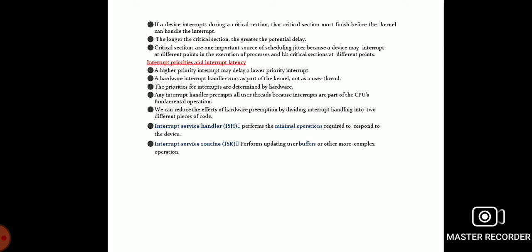We can reduce the effect of hardware preemption by dividing the interrupt handling into two different pieces of code. The first one is the interrupt service handler, and the second one is the interrupt service routine. The interrupt service handler performs the minimal operation required to respond to the input-output device. The interrupt service routine performs updating the user buffer or other more complex operations.